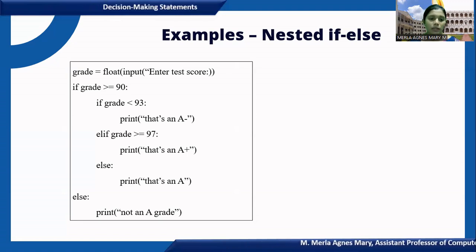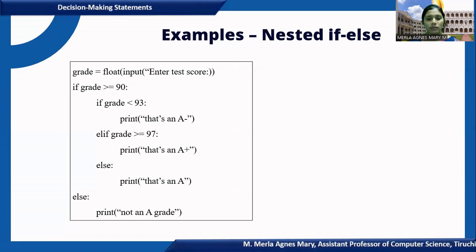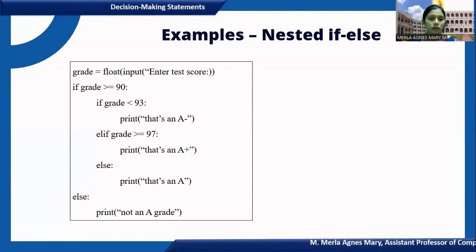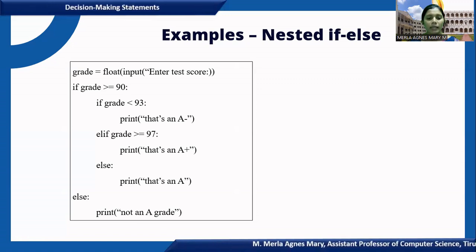Then it moves to the elif, that is if the grade is greater than or equal to 97, then A plus will be printed. If both conditions are false, that is, less than 93 or greater than or equal to 97 is false, it moves into the else part and prints that it's an A. If the first condition, greater than 90, itself fails, it moves into the else part and prints not an A grade. So let's see the output.